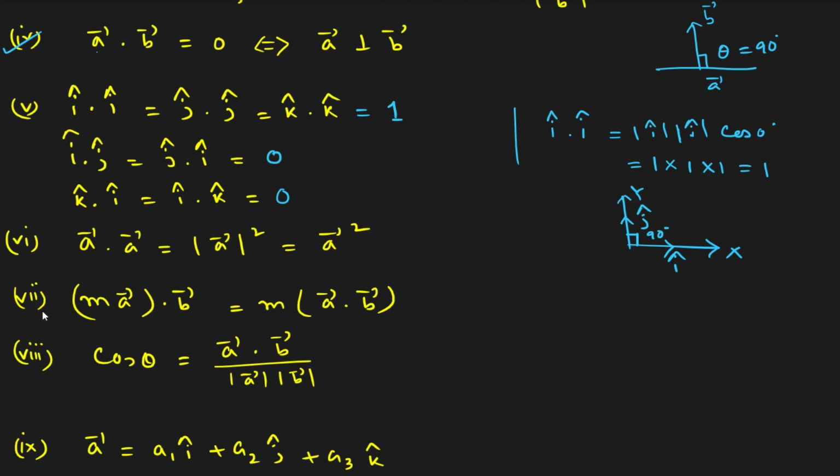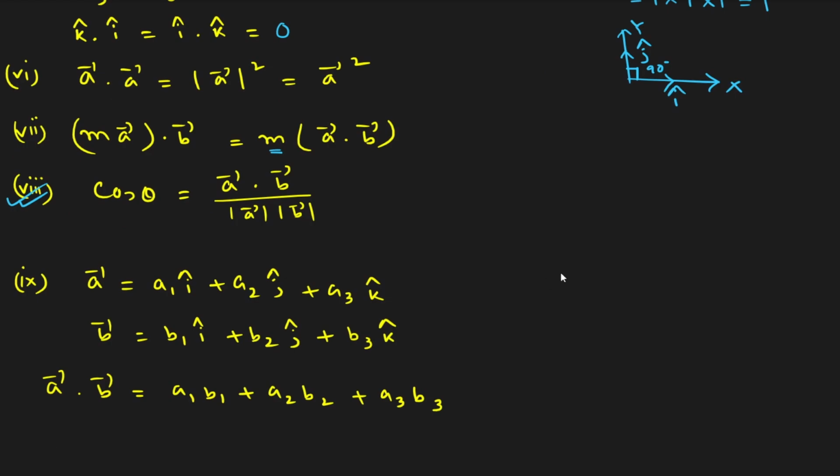In property number 7, you see m into a bar, then dot b bar. So m is a scalar quantity, means without any direction. So m we can take outside, so it will be m into a dot b. And then one of the most important formulas: how to find the angle between two vectors.